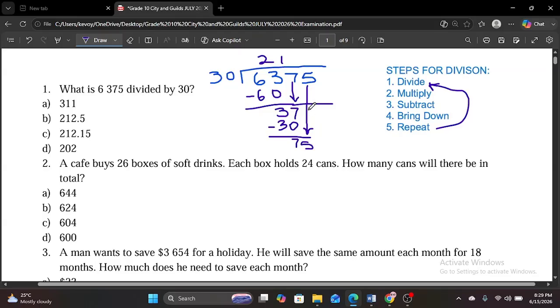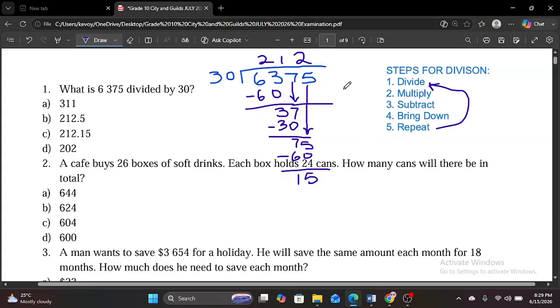And after that, we continue. After we bring down, we go back and repeat the steps. So we're going to divide. How many times can 30 go into 75? That's going to be 2 times. After we divide, we multiply. So that's 2 times 30 again, that's 60. And we're just going to subtract. If you subtract 60 from 75, we'll be left with 15.